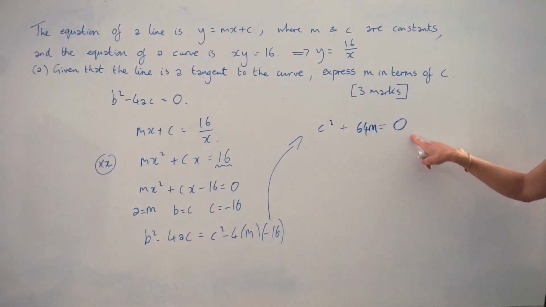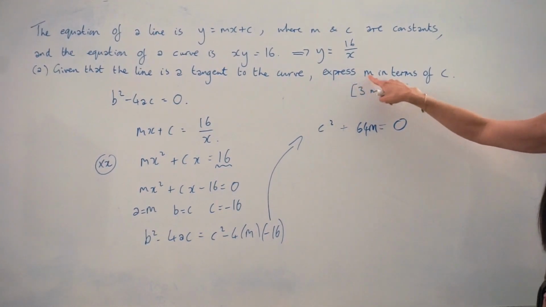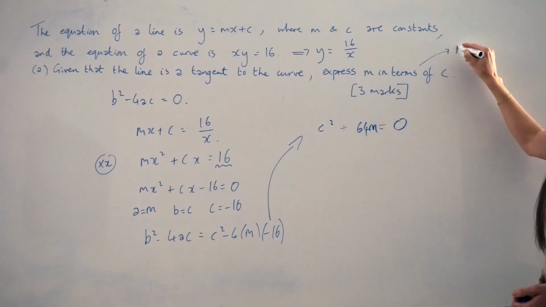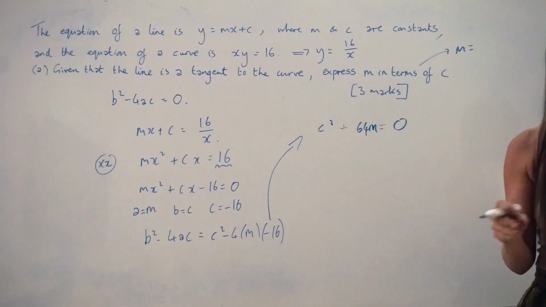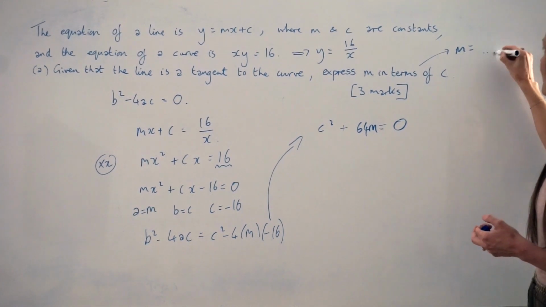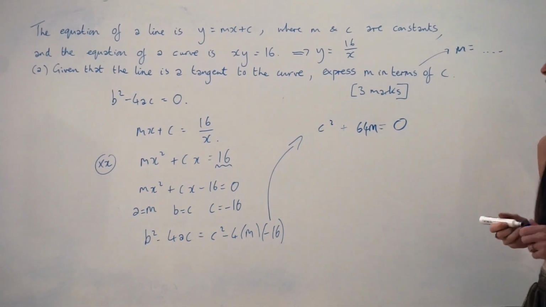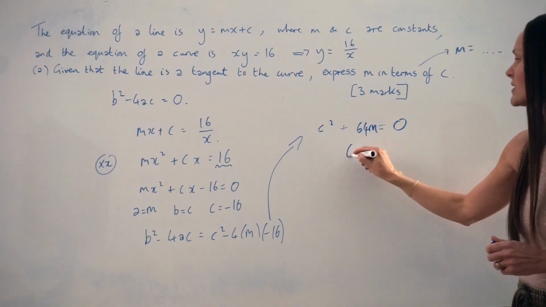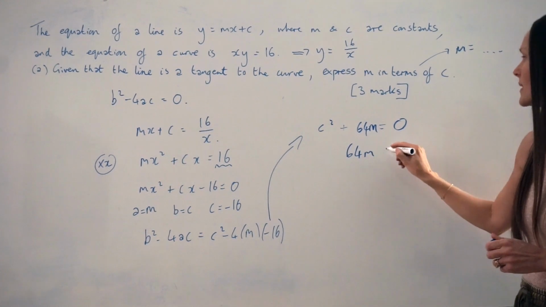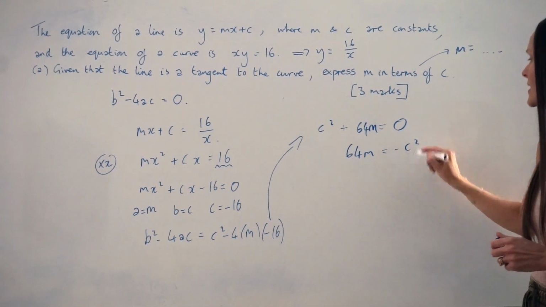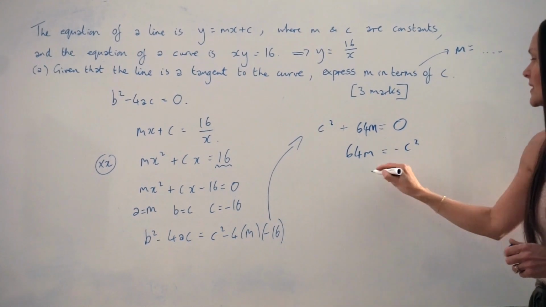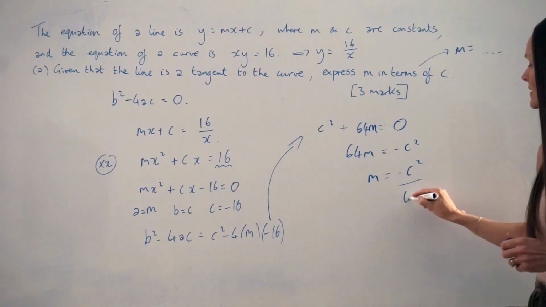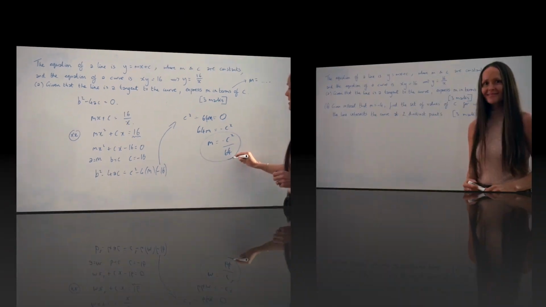It's equal to 0. Now, when it says express m in terms of c, it means rearrange to make m the subject. So you need to have m equals and then everything that's not m on the other side of the equation. So I'm going to subtract c squared on both sides, so that 64m is equal to negative c squared. Next, I'm going to divide by 64. So m is equal to negative c squared over 64. And that's it for part A.